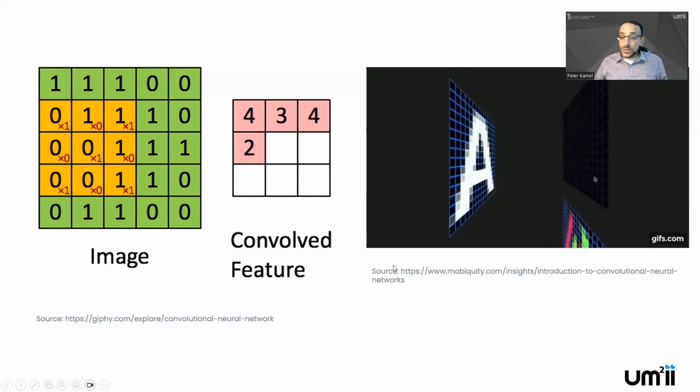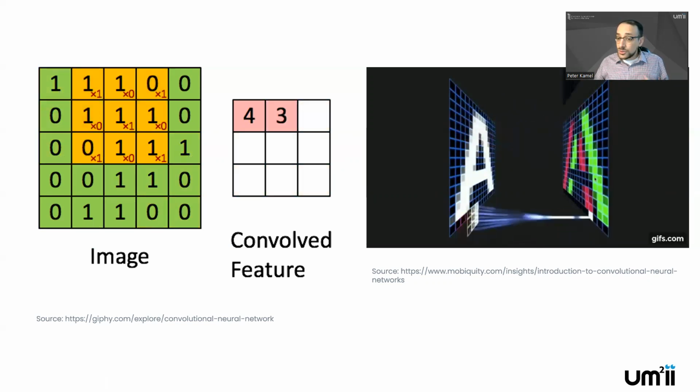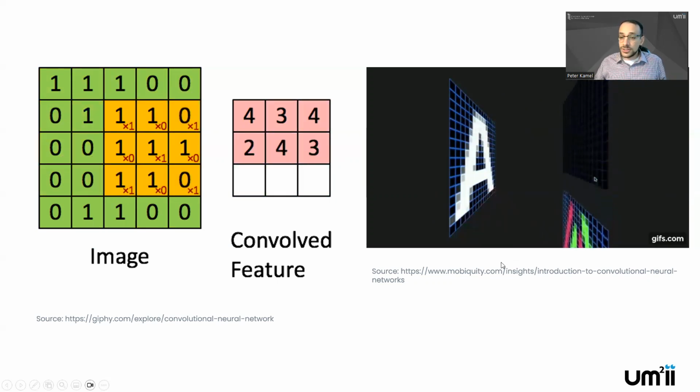And what's happening here is that this convolution, this kernel, as it's passing through the input image, is able to pick out a specific feature of the image. So here it's just a very basic thing, and it may just be the right side of the image, the right edges of the image.